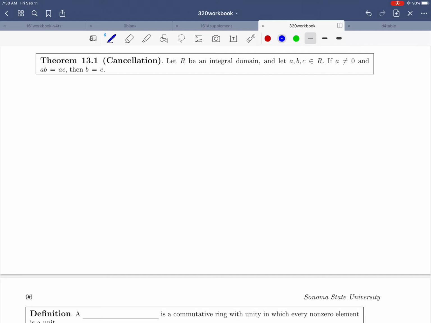Hello everybody, and welcome to Theorem 13.1 on page 95 of the workbook. Let's take a minute and read this together. This is going to be our first major theorem of the chapter about integral domains.